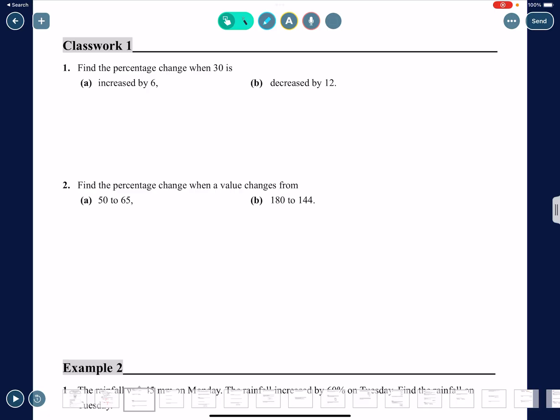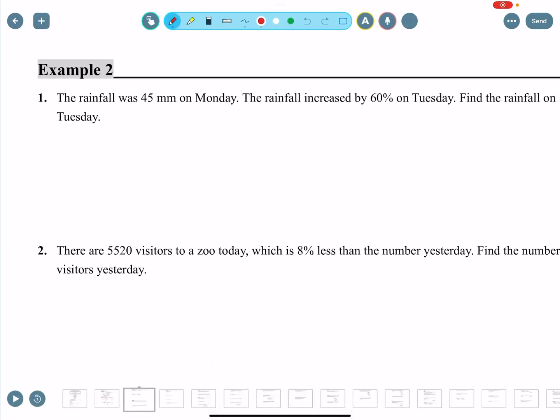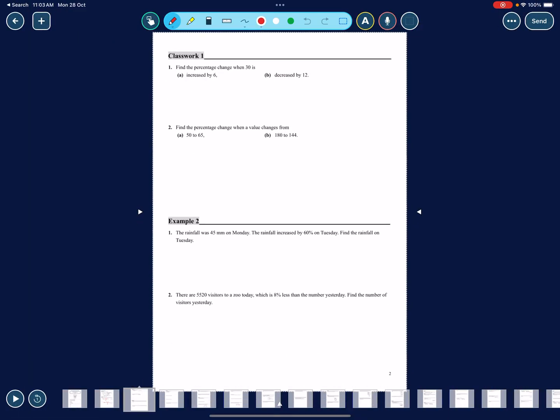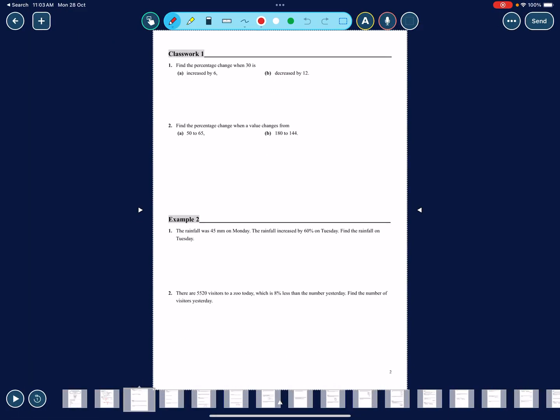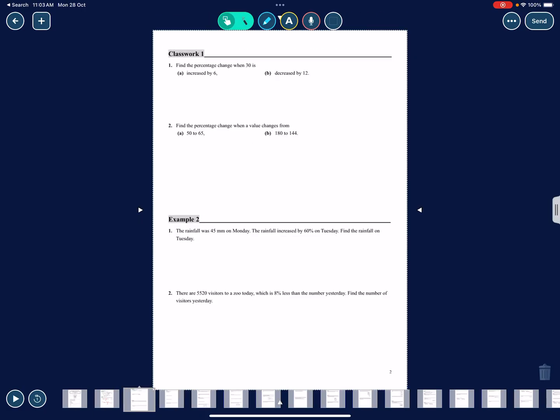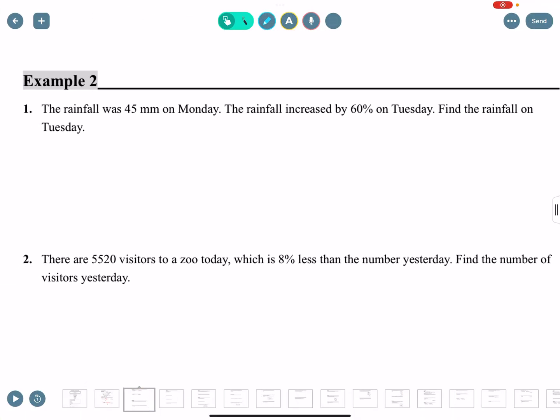Okay, this is your classwork. Moving on, example number 2. Wait, why is there only 2 questions? Percentage change. Interesting. Anyways, example number 2.